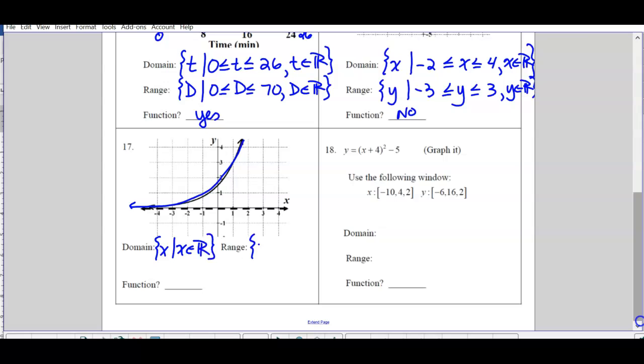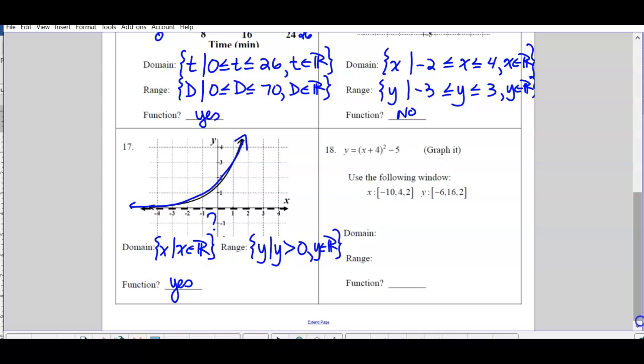For the range though, which is y, because of that asymptote, there are no points below the x-axis. There's no points on the x-axis because of the asymptote, but there is a point right above the x-axis, some decimal value. So basically, we need to use an inequality, but don't include the equal. So it's y greater than 0, because it does keep going upwards, where y is an element of the set of reals. Okay? And this is a function.